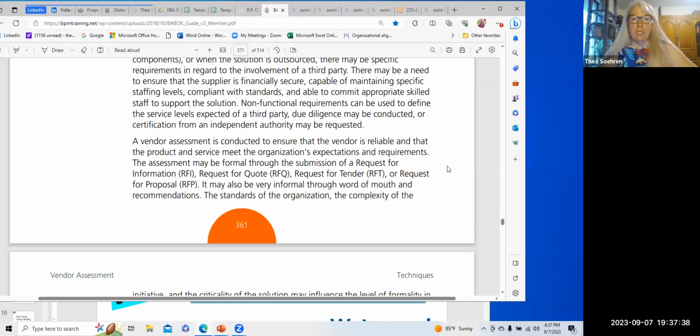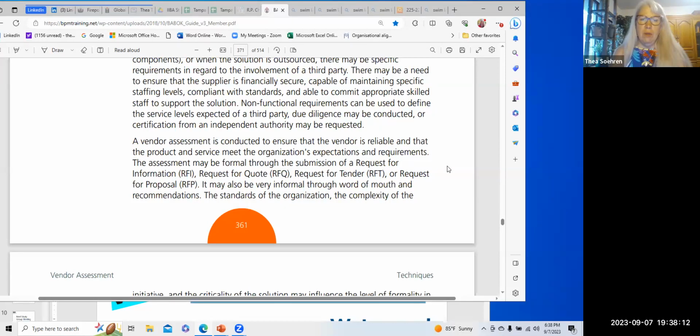A vendor assessment is conducted to ensure the vendor is reliable, and that the product and services meet the organization's expectations and requirements. The assessment may be formal, through a submission of a request for information, RFI, request for quote, RFQ, request for tender, RFT, or request for proposal, RFP. People will throw around those acronyms like you're supposed to know what they mean. Here's the list. Your organization, if it's of any size, probably has standards of what exactly they require.